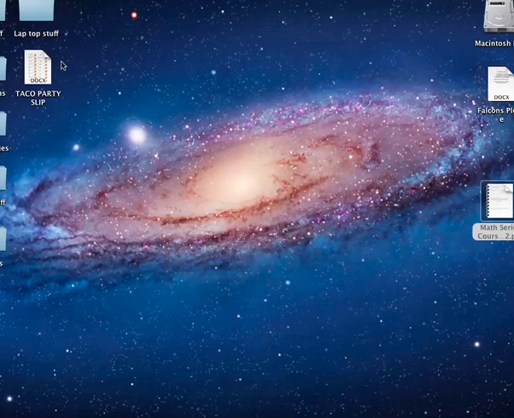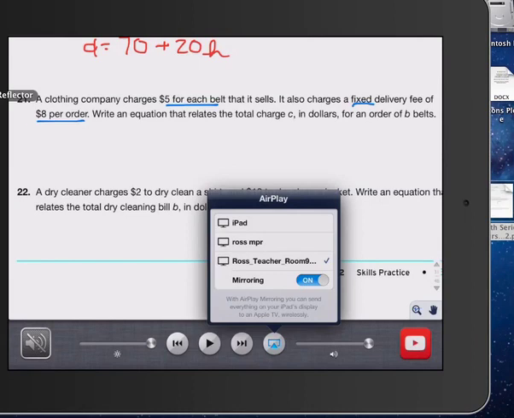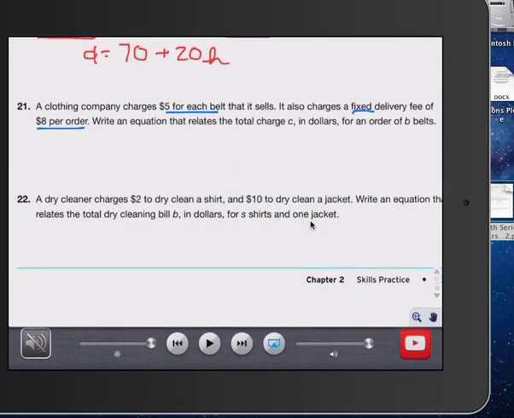Uh-oh, what happened to my... Why did it turn off? Oh, there it is. That's weird.